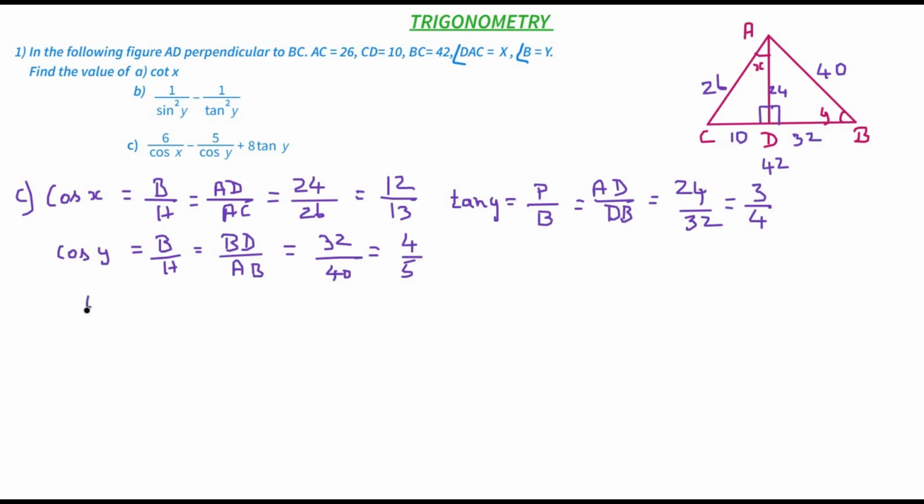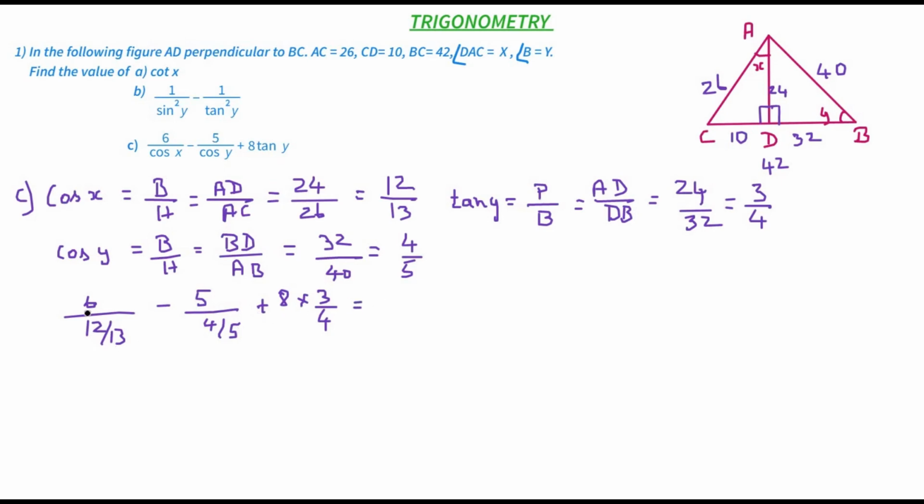So it is 6 by cos x. What is our cos x? 12 by 13. I will directly write the answers. Minus 5 by cos y. What is our cos y? 4 by 5. So cos y is 4 by 5. Plus 8 tan y, and tan y is 3 by 4. So here are our values. We have just substituted the values here. Now let's find this out.